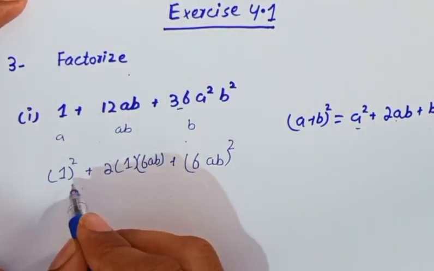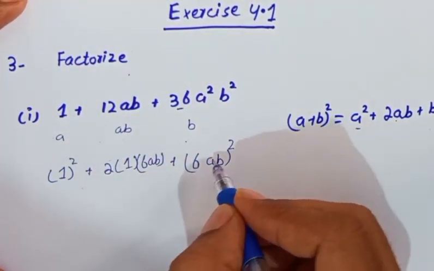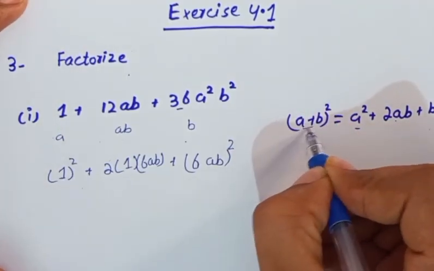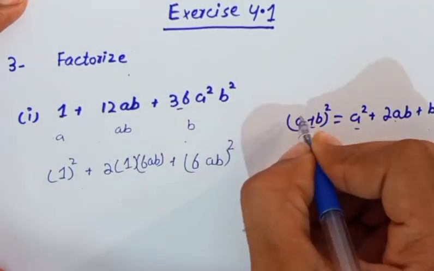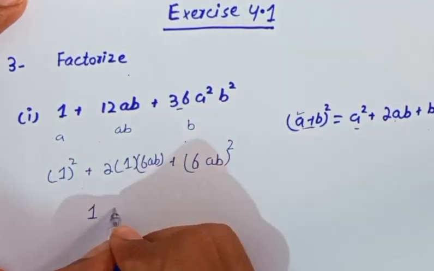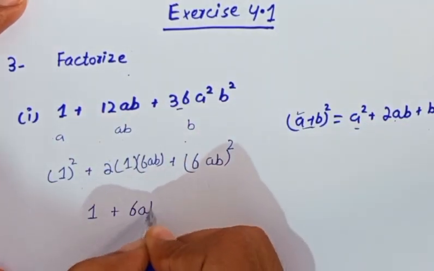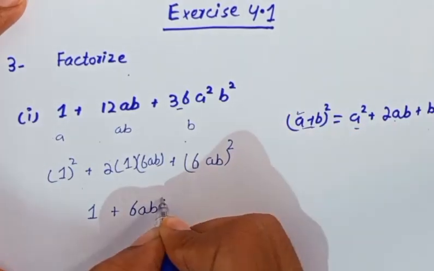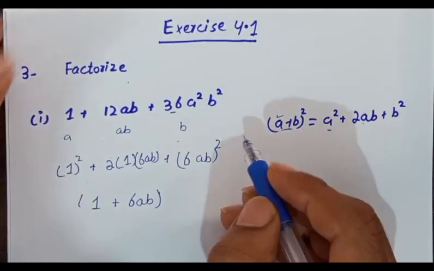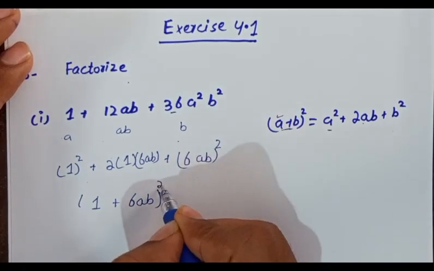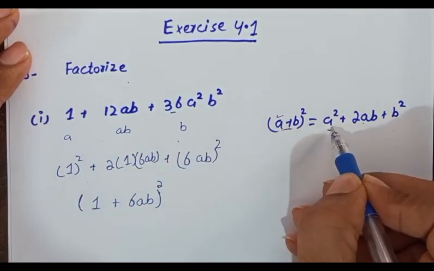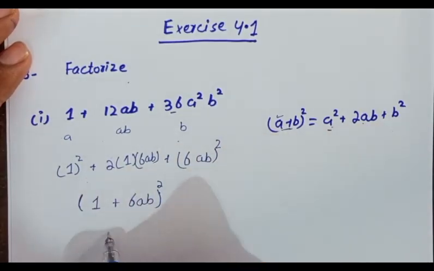Now, as you know, this is an expanded form, so I will make it shorter in this form. So my a is 1, I'll write 1, and my b is 6ab. Since there is a square, I will put a square here. So I made it shorter according to this. So this form is this one and this form is this one.